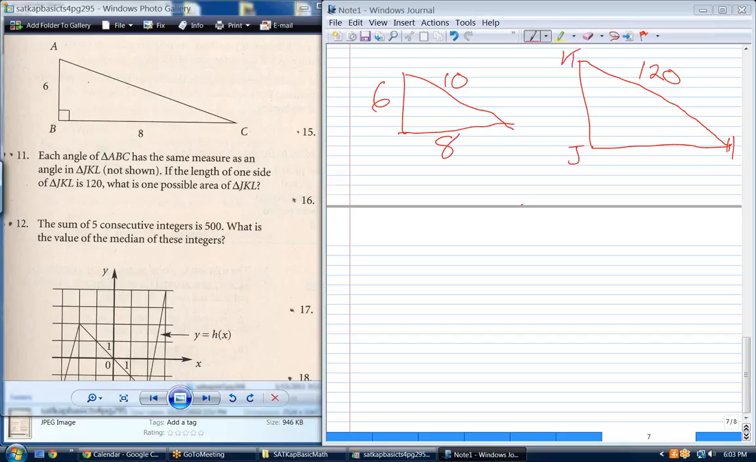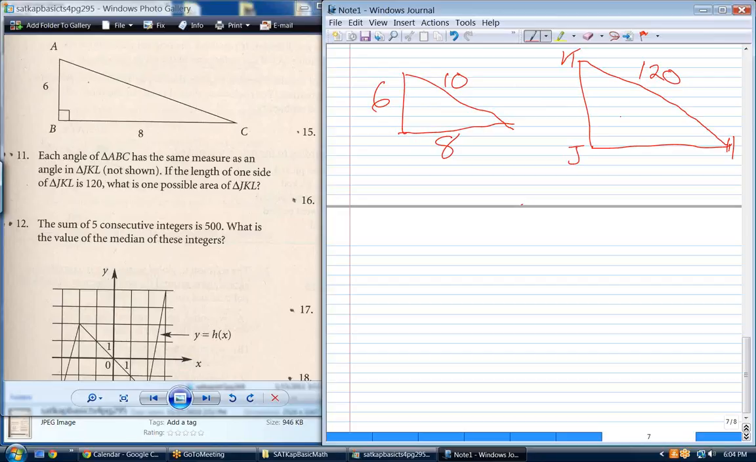Using the Pythagorean theorem? No, you don't want to use the Pythagorean theorem. You want to use the property of similar triangles. Right, you do. 6 over 10 is equal to x over 120. Okay, that's one way to do it. You can make the ratio within the triangle, or the better way really is to compare 10 with 120, the same sides. They're both the hypotenuse.